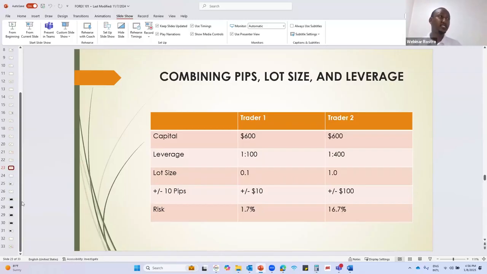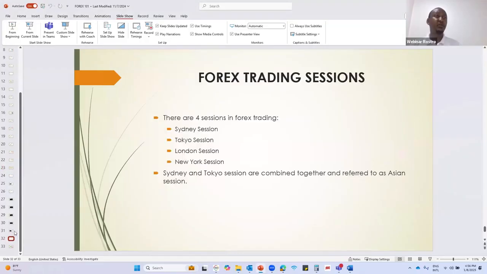So that is the essence of the pips and lot size and the leverage. So I believe, Musa, your question is well answered. Then I want to culminate by looking at the trading sessions. So we have different trading sessions. We have 4 trading sessions: the Sydney, the Tokyo, the London, and the New York.